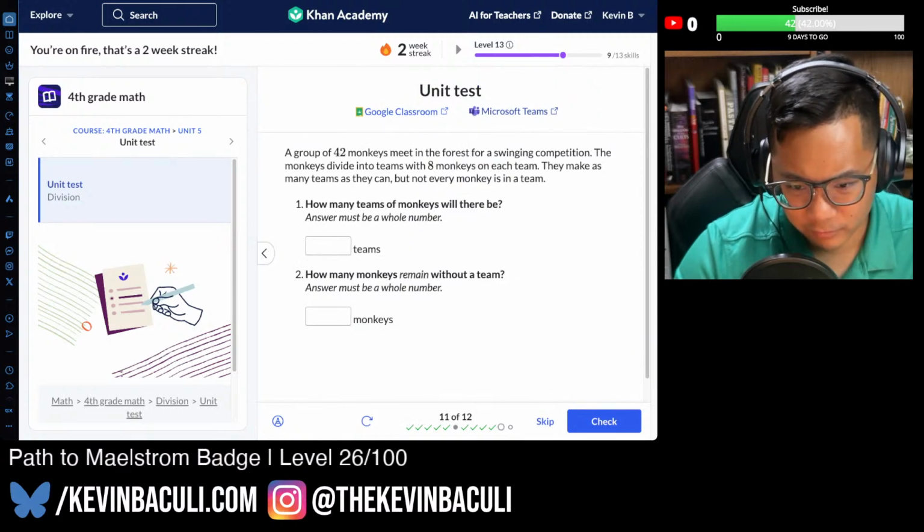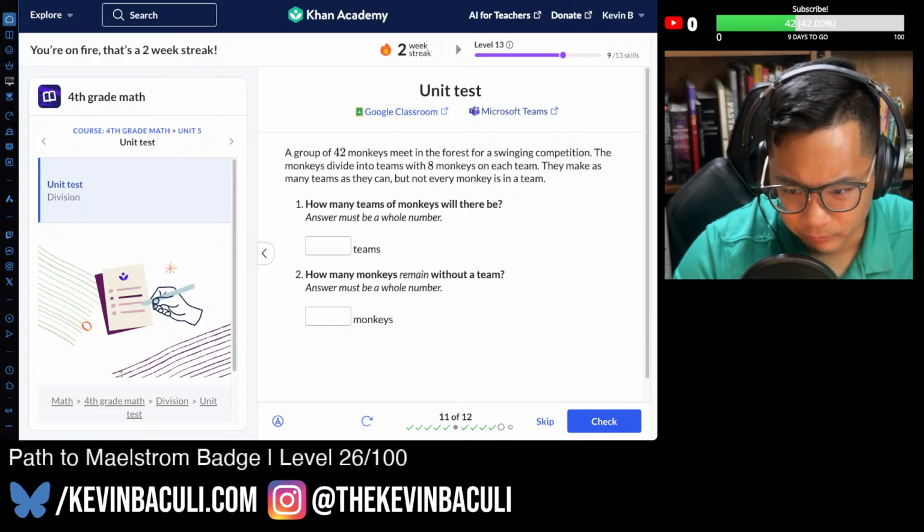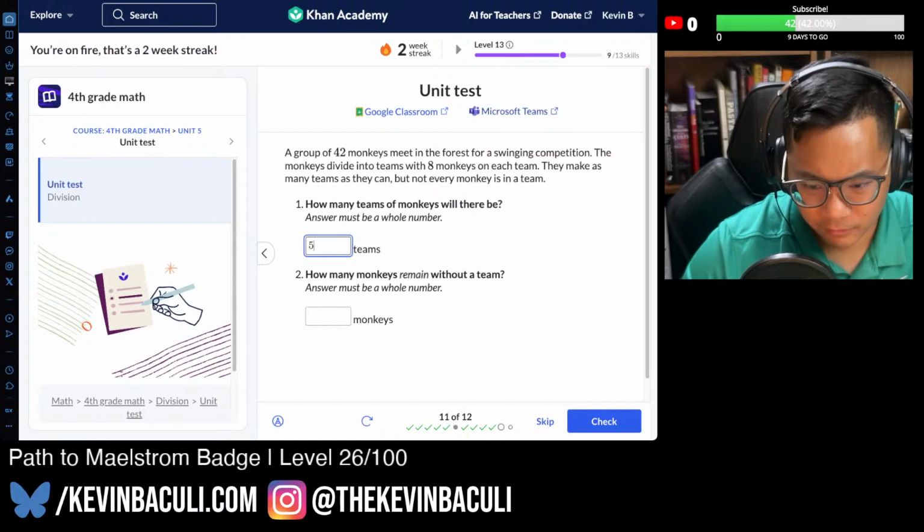No, 42 monkeys meet in the forest. First is a competition. The monkeys divide into teams of 8 monkeys on each team. They make as many teams as they can, but not every monkey is on a team. So it's 5 from here to 2. 2 monkeys.